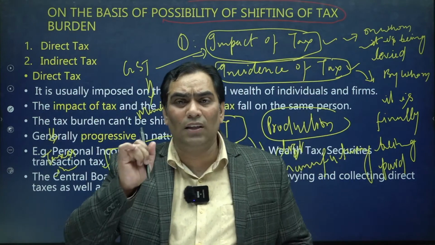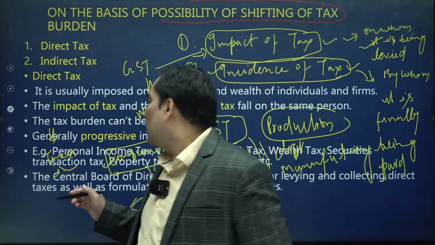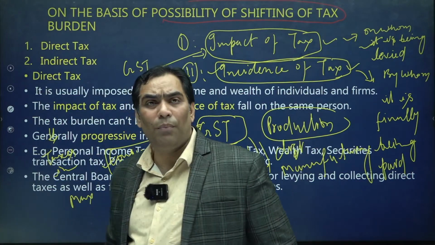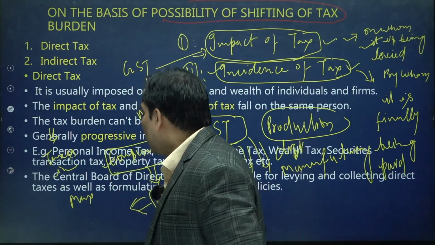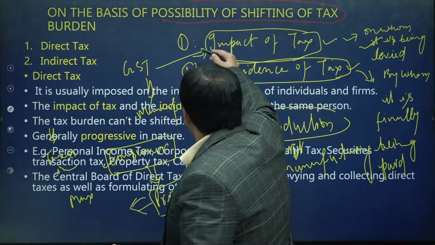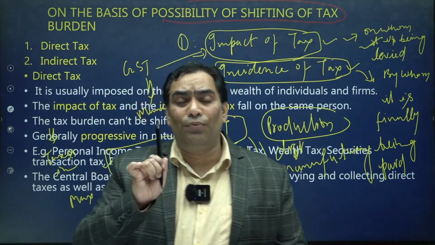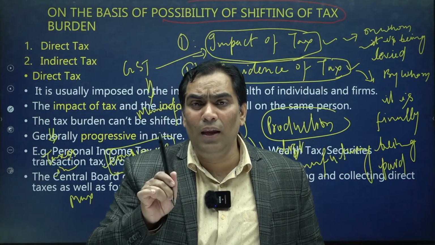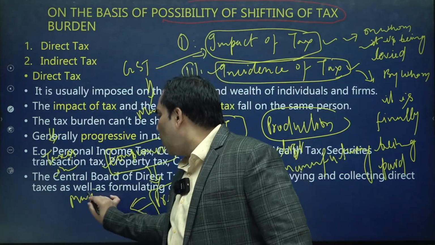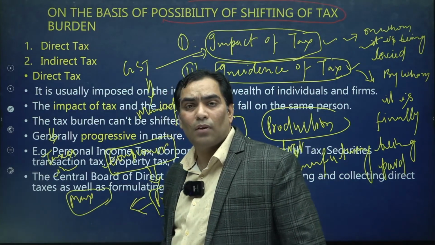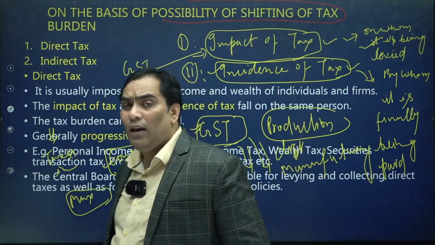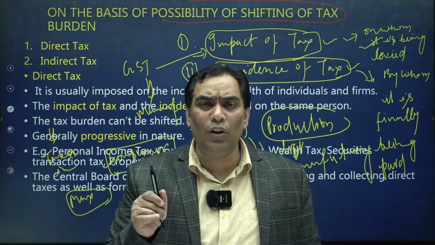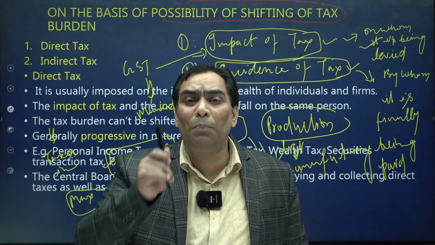Suppose this is a marker, and this marker is being manufactured by Maxhub. That means the impact of the tax being levied will be on the manufacturer, Maxhub. Whereas who is going to pay? Whosoever is going to consume the product. And how are they going to pay that tax? In the form of the price of this marker.